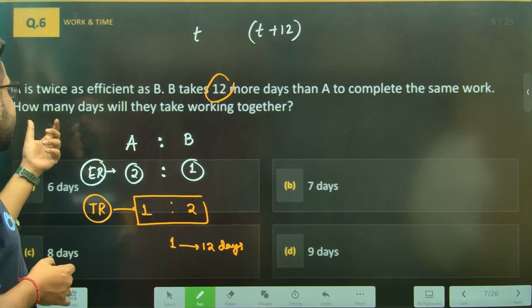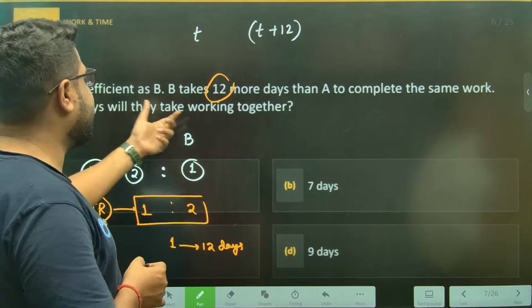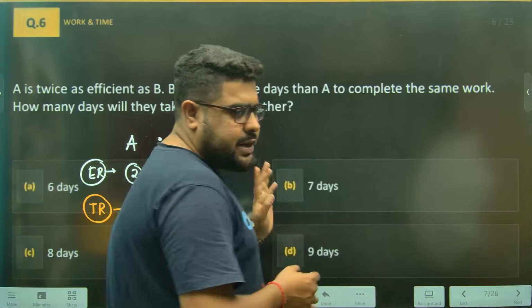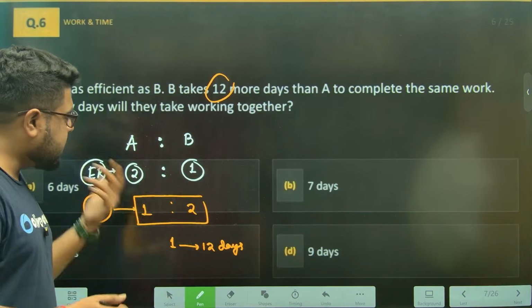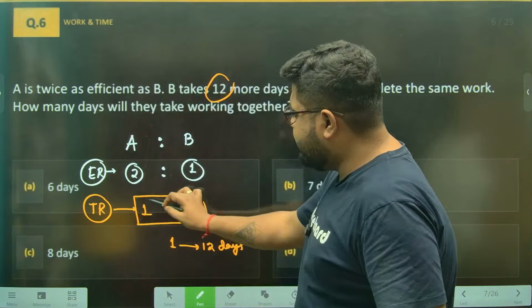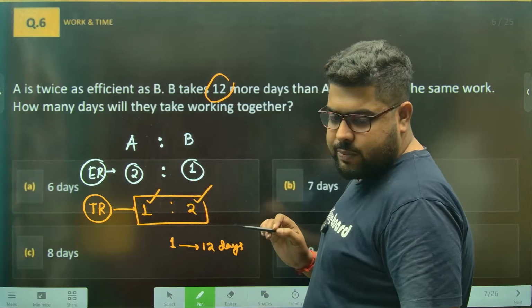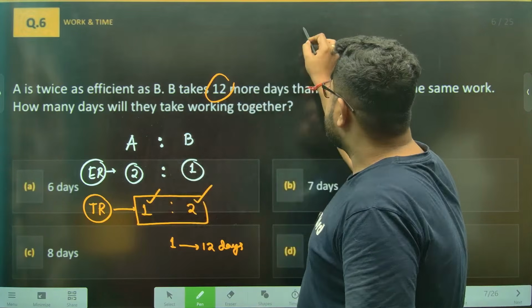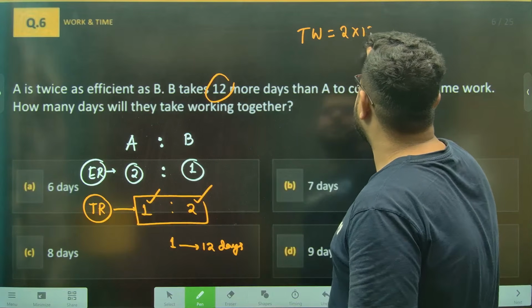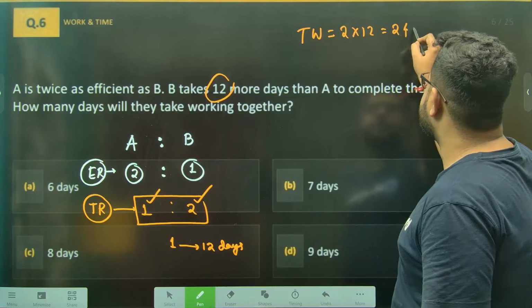Now, in how many days will they take while working together? I'm not doing this T. I've shown you a better method. It's just the total work I need now. So A takes 12 days to complete, B takes 24 days to complete. A can do 2 units, so total work will be 2 units every day into 12 days, which is 24 units.